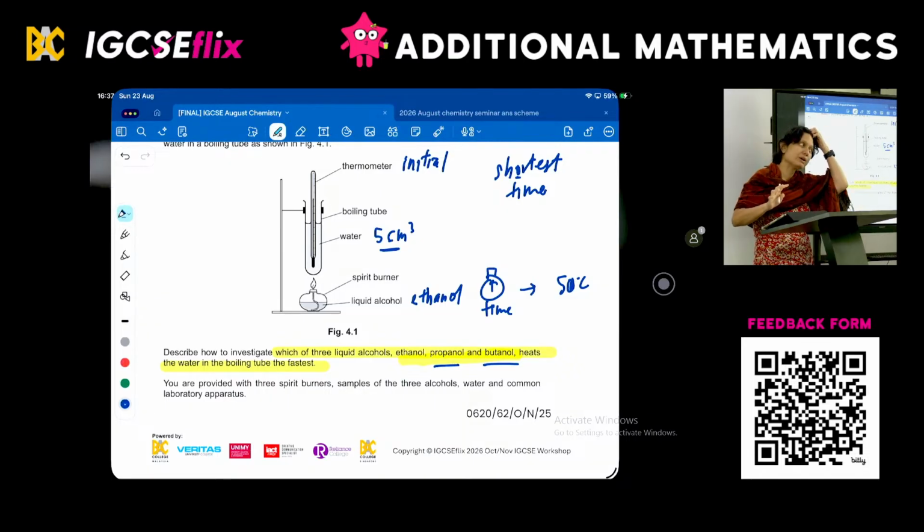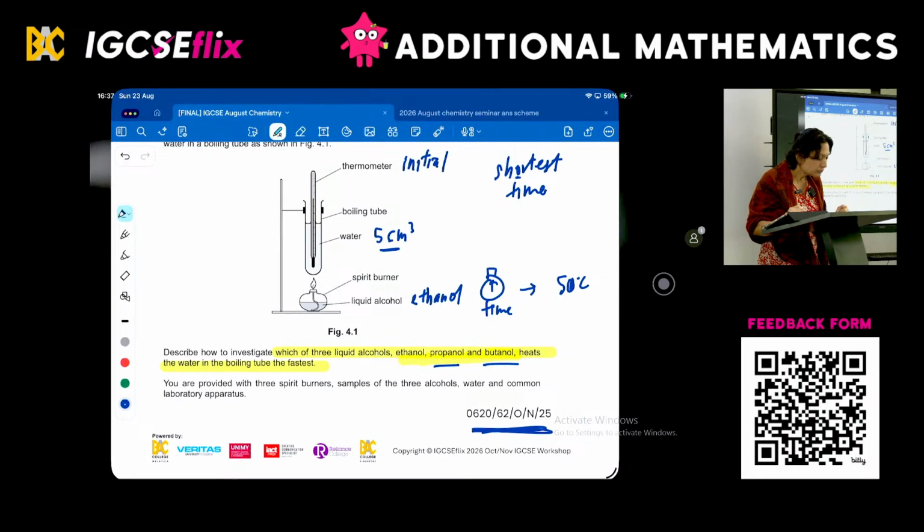You don't have to copy if you can't remember, don't worry. The video is here and the marking scheme is online. So everything is online. You don't have to worry about that. Now, another thing I can do is I can put inside the spirit burner 2 grams or 5 grams, and I heat until no more. So I measure how high the temperature goes. Can also, as long as it's logical.